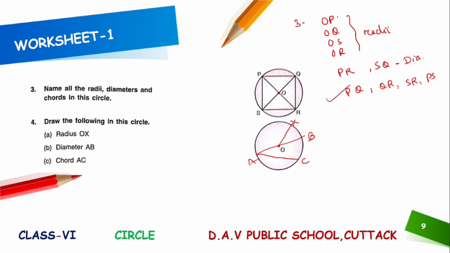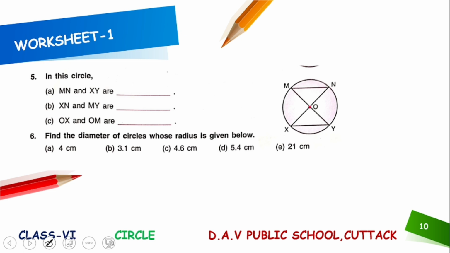So next, question number 5. In the given circle, MN and XY are chords. Now XN and MY are diameters. Yes or no? Now OX and OM, that is radius, or we can write radii.